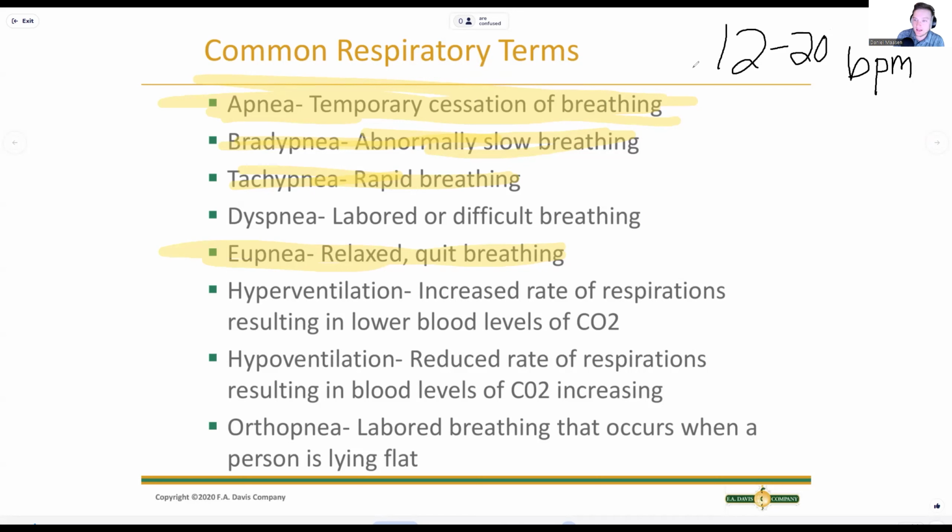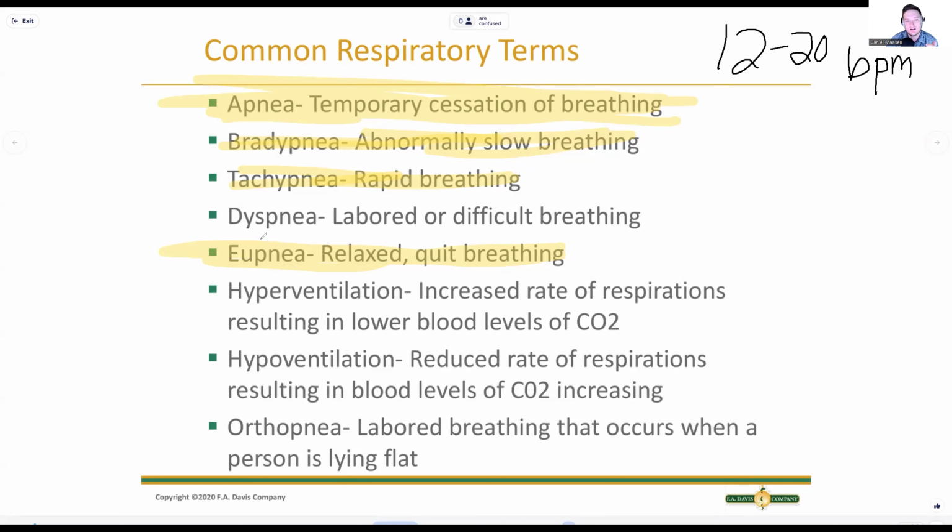So if someone's bradypneic, they could be at 10 breaths per minute. Some of us breathe 10 breaths per minute when we're really relaxed, but that would be considered bradypneic, slow. Tachypneic would be above 20, so 22, 24 breaths per minute. That's still considered rapid, even though maybe we just got done working out.